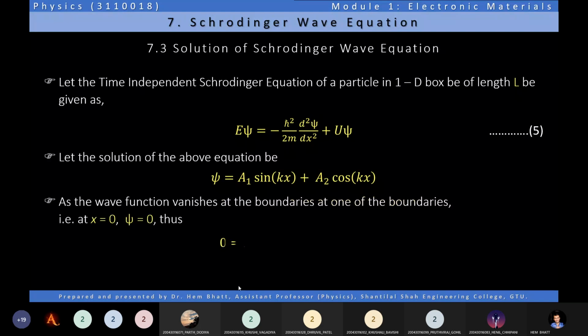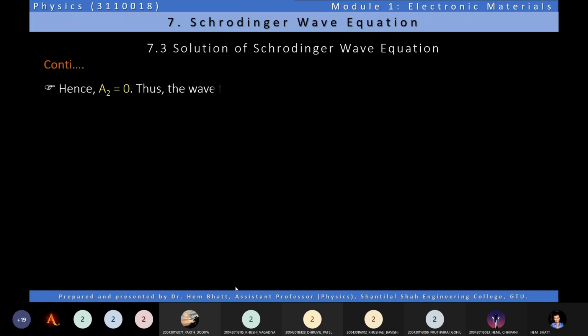So I take the boundary condition x is equal to 0, where the value of psi should be 0. So what I understand is that the A2 cos term is not required. Take a screenshot. So A2 has to be 0 and then psi has to be A1 sin kx. Still, we don't have A1. The value of A1 is still to be found.